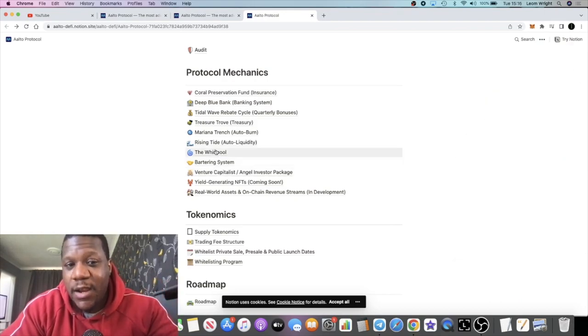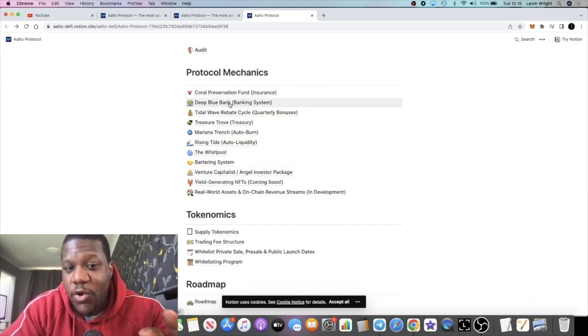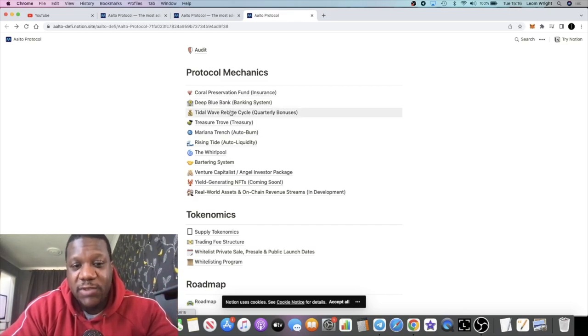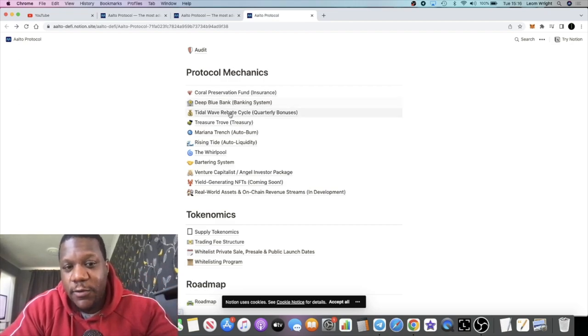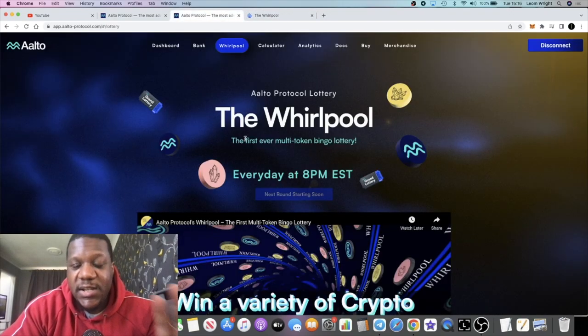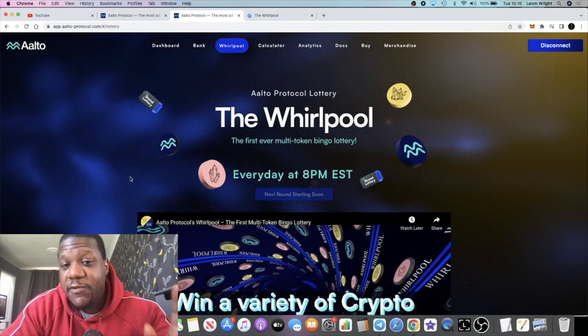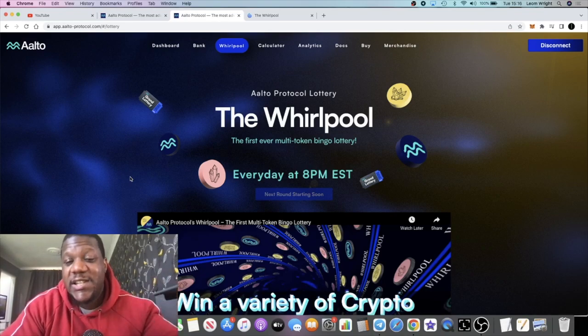From the very beginning of this protocol, we've talked about all these protocol mechanics that we're going to be coming up with. The Deep Blue Bank, one that we're all enjoying rewards on right now. The Tidal Wave Rebate Cycle, I've done a video on that. You can check out my previous Aalto videos. And we've got all these things like the Treasure Trove, the Mariana Trench. But today we're going to talk about the Whirlpool. And why this is important, especially if you're a Deep Blue Bank staker as well, is because this is going to help to sustain the protocol.